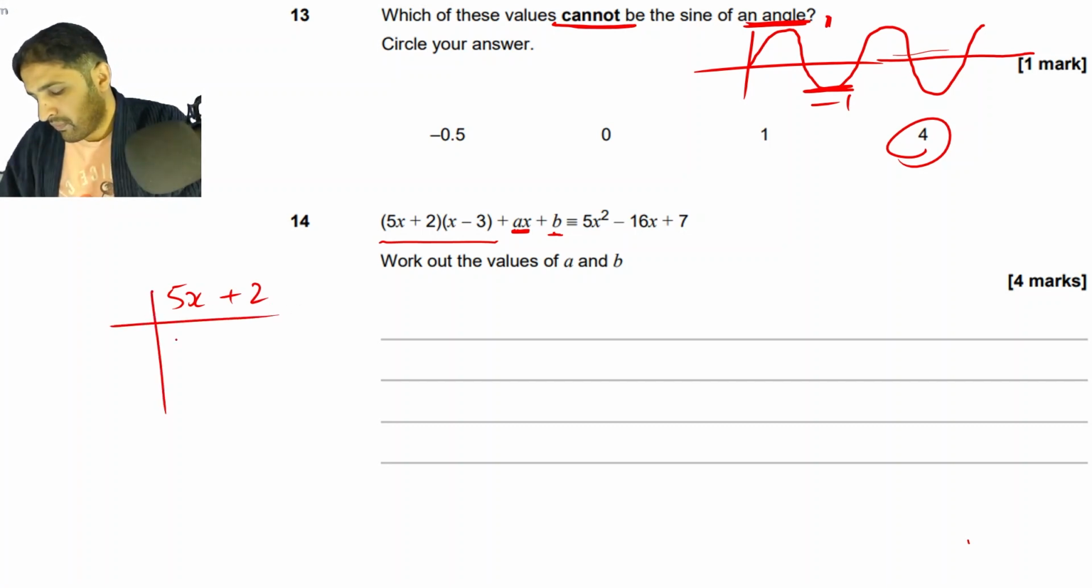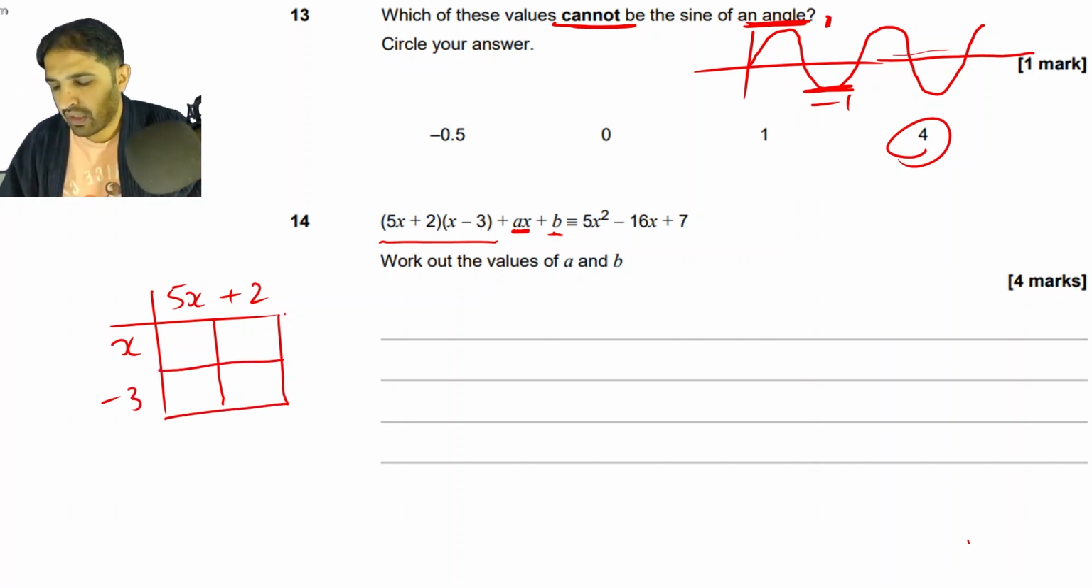Okay, so we go 5x plus 2, so you're going to split that. And then x minus 3, we're going to split that as well. So we need to work out these 4 boxes. What we get in here will help us work out the rest. Okay, so x times 5x gives you 5x squared. And then x times positive 2 is positive 2x. Negative 3 times 5x gives you negative 15x. And negative 3 times positive 2 gives you negative 6. So we can collect the x's together. What we get is 5x squared minus 13x and minus 6.